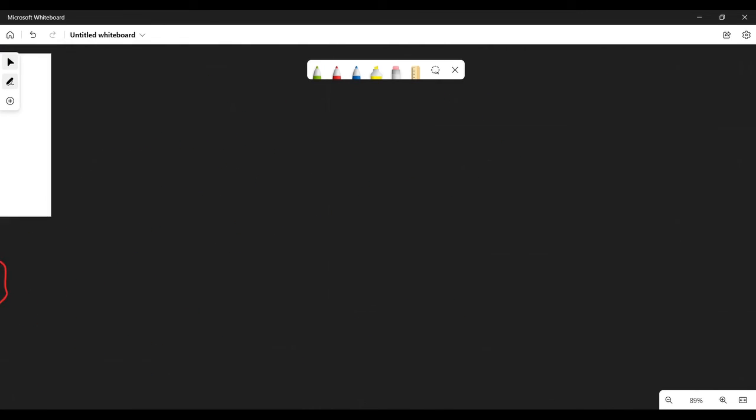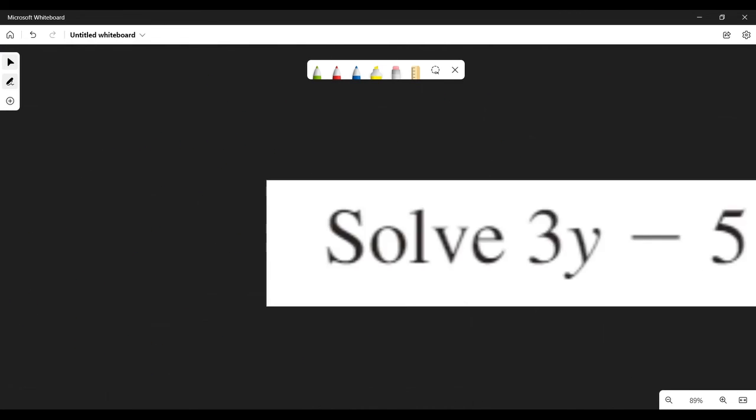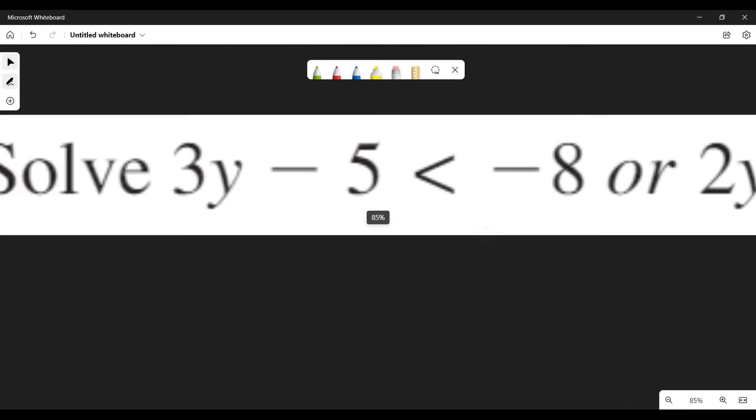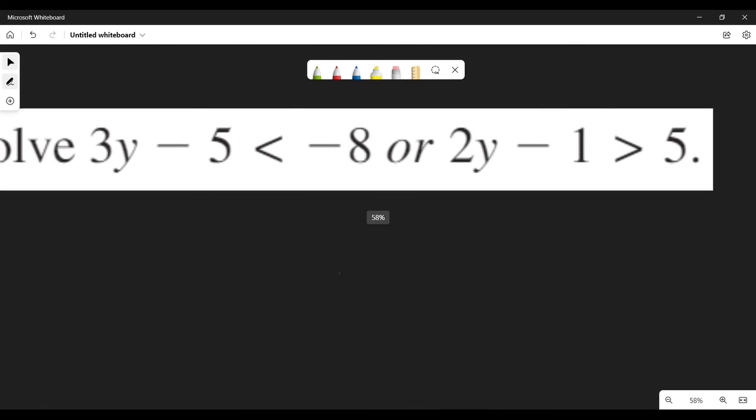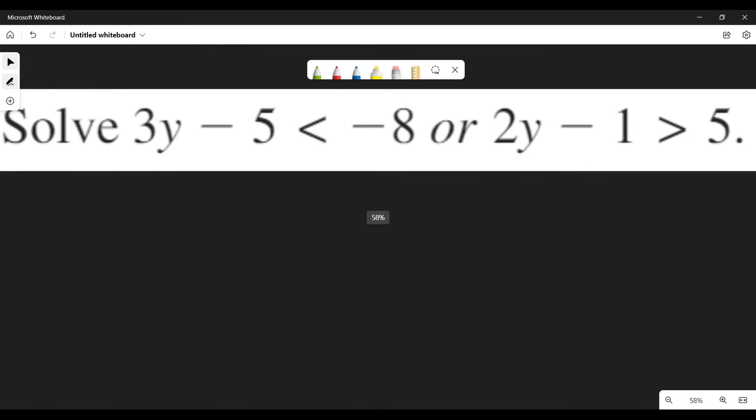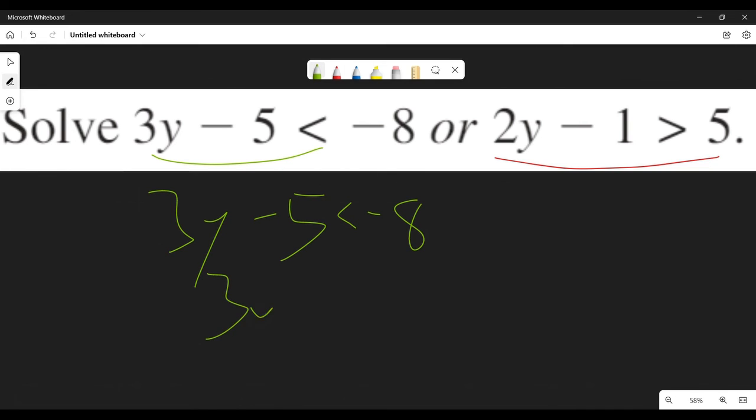Another example of solving an inequality, here we have an "or" situation. In this "or" situation, what you do is solve each inequality individually. I'm going to label this the green inequality, and this is going to be the red inequality. First, we'll start with the green inequality: 3y minus 5 is less than -8. Then we just solve it like normal.